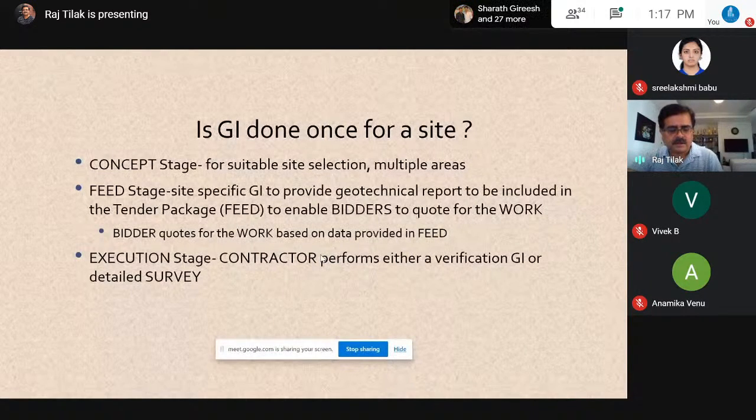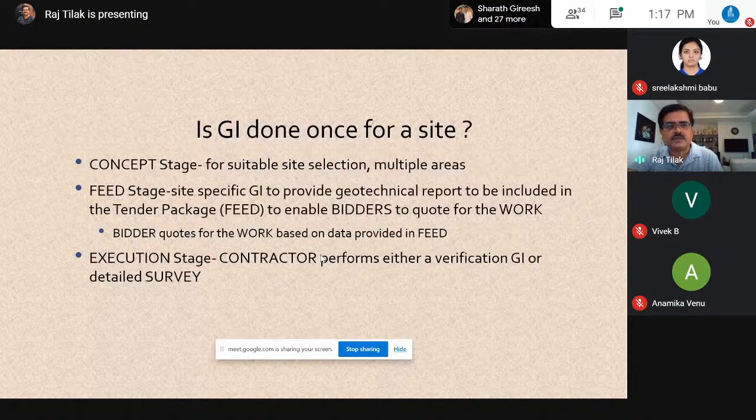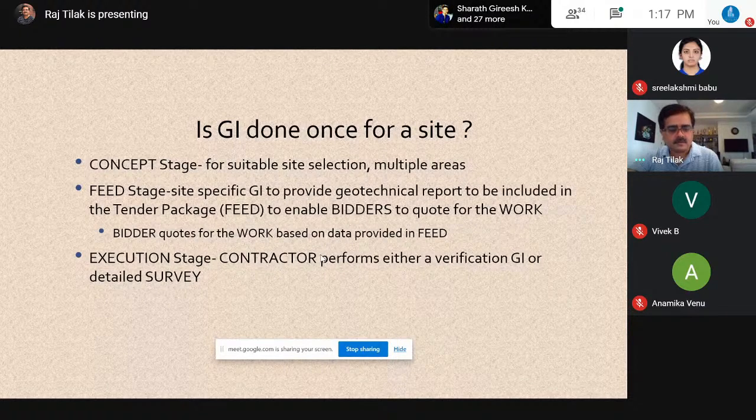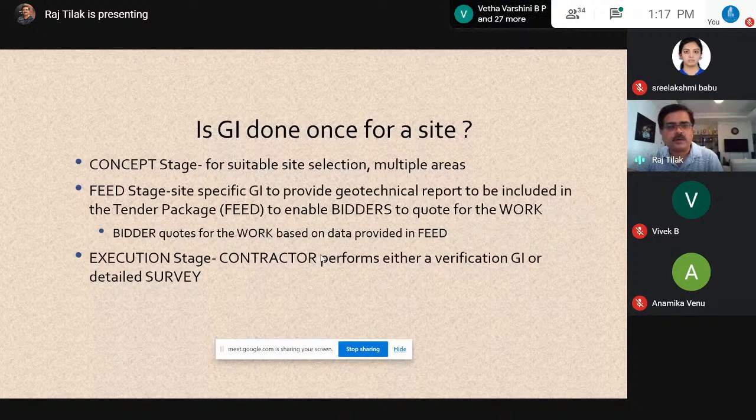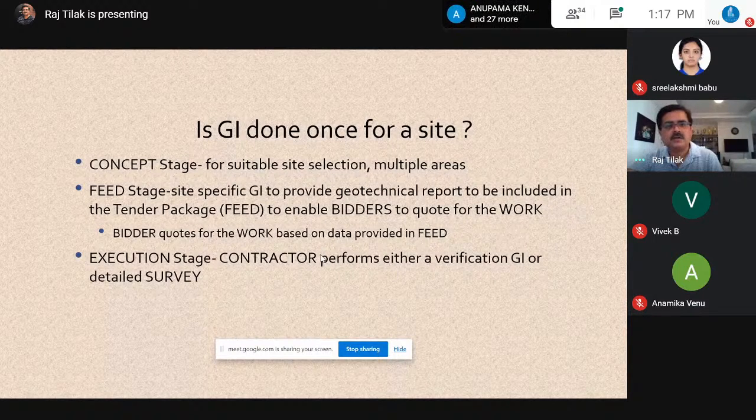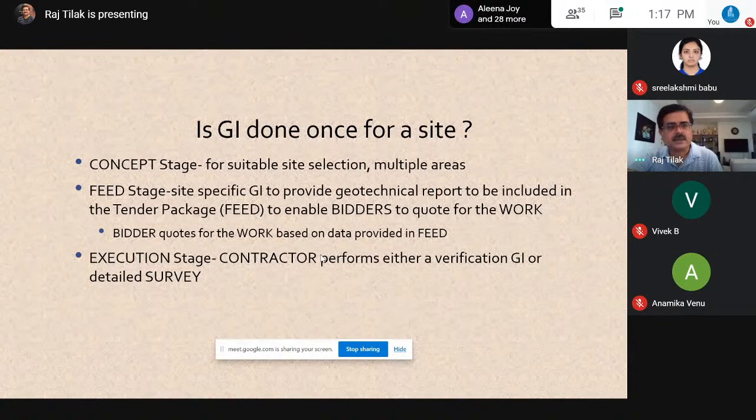So once you are deciding that you will come up with an artificial island, or let's say even an offshore structure, where will you place it? In the sea. So this is the concept stage where you decide, based on the requirements, how many islands or how many offshore jackets or even the onshore refinery, where should it be located? Is this site suitable for constructing a refinery? So for such cases, lots of GIs are done. Maybe very limited, but still a GI is done. This is called the concept stage.